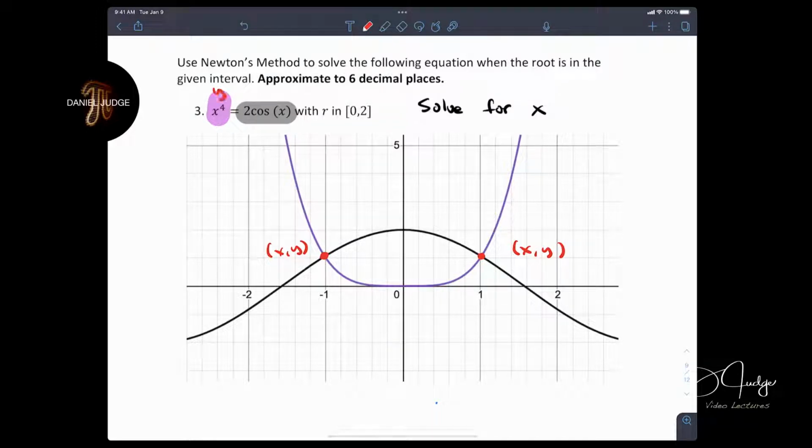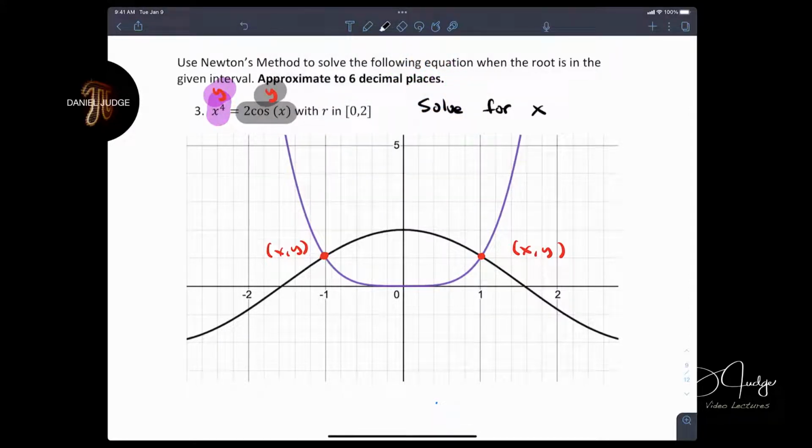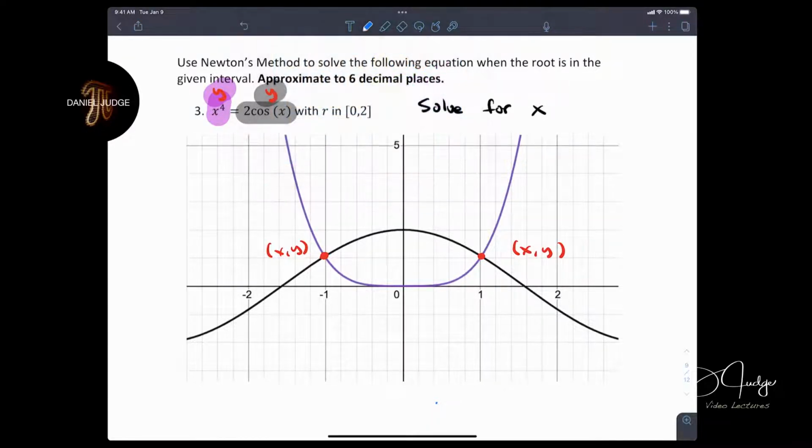So what you're saying is these two y values are equal. One is in purple, the other one is black, and we need the value of x such that this situation occurs where they do cross. So these are really points of intersection. Now, Newton's method really helps us find roots of equations, or I should say roots of functions.